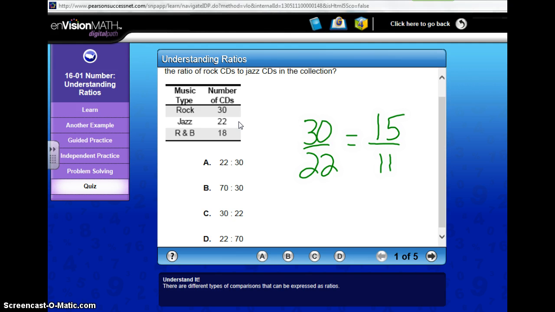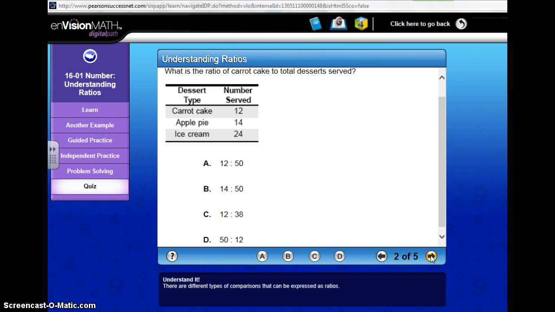Okay. All right, we are moving on to question number 2. Clear your board. Okay. Listen carefully. What is the ratio of carrot cake to the total desserts served? Can you see up here, Sky? Okay. I just want a ratio. You don't need to simplify it. I just need a ratio.